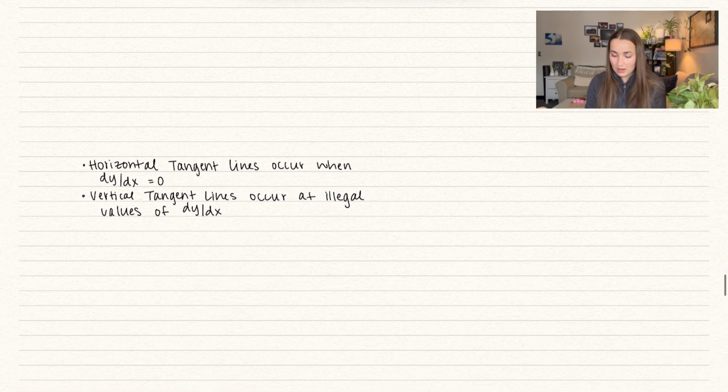So here we have this written out right here. A horizontal tangent line occurs when the derivative is equal to 0. Like here is a function, and we can see right here, this is where our derivative is equal to 0. This is where the tangent line is going to be horizontal. Now, when we have a vertical tangent line, that is going to be illegal values, so where the derivative is not defined.